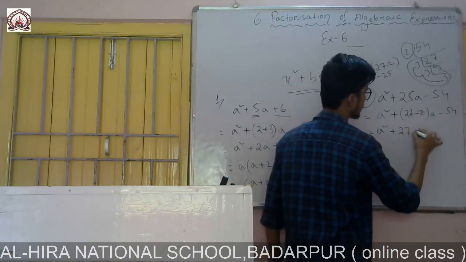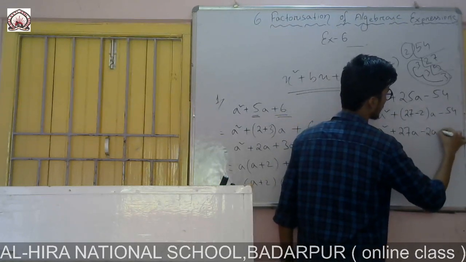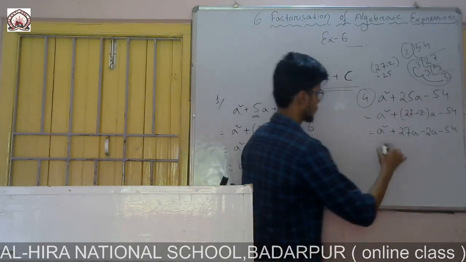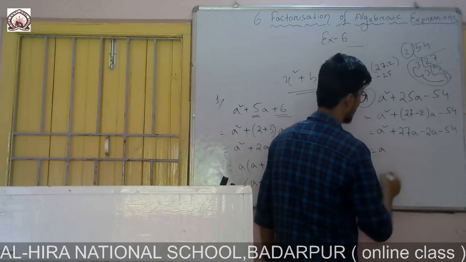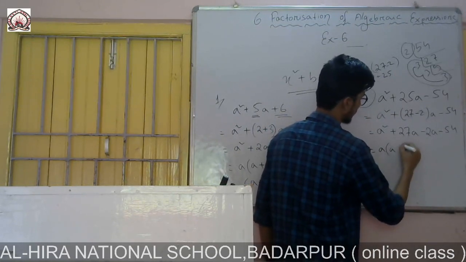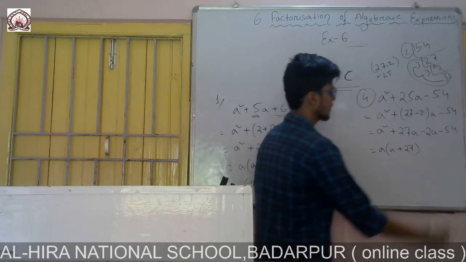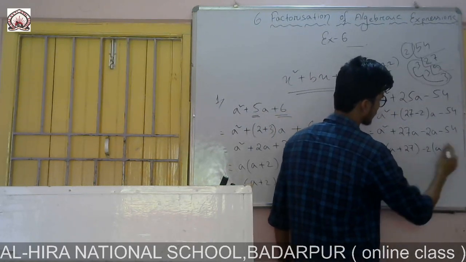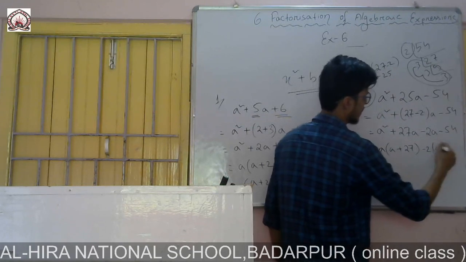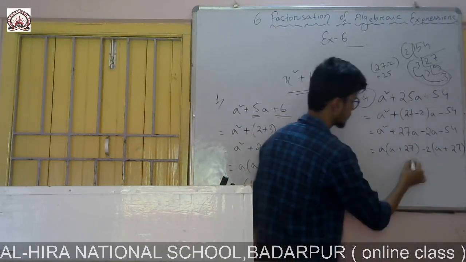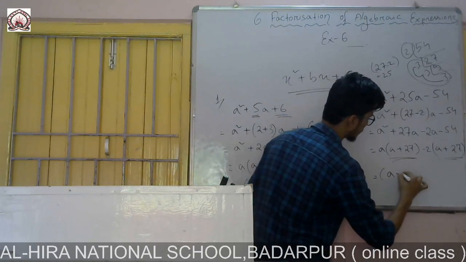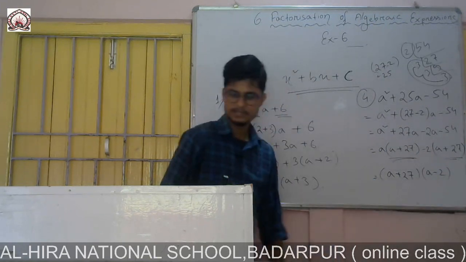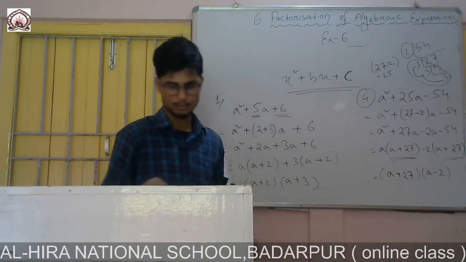A square plus 27a, and minus 2a minus 54. You see plus 27 minus 2 is 25. Now take out the common factors. Here it is a, and 27 left, a plus 27, and there minus 2 is common. If I take minus 2 common, that means a is left, and there minus 2 times 27, it will be minus 54. You see this part and this part, a plus 27 is common here, so I can take it out, and there is left a minus 2. So the answer is a plus 27 and a minus 2.